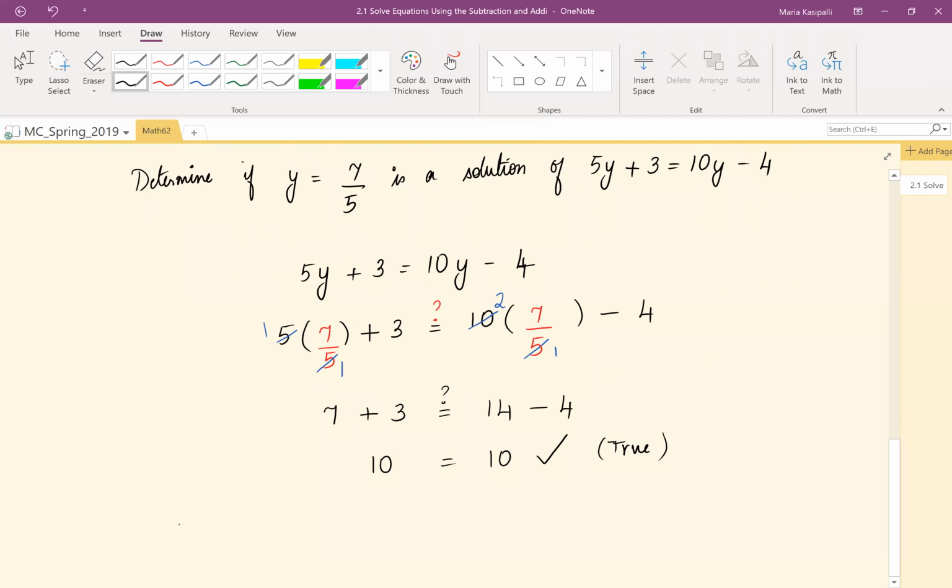Come back and conclude your answer. Say x is, I'm sorry, I said x, we have a y actually. So we now have y equals 7/5 is a solution.